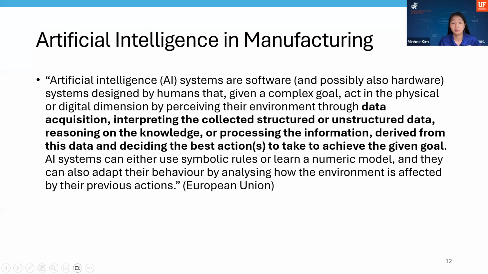There are different jargons in these definitions, but one thing I like to point out is its emphasis on the data. It says it's about data acquisition, collecting the data, and how to interpret this collected data, reason on the knowledge, and process this information, and use this information to make the best decisions, best actions to achieve the goal. So you can see that AI is definitely founded on the data we collect.